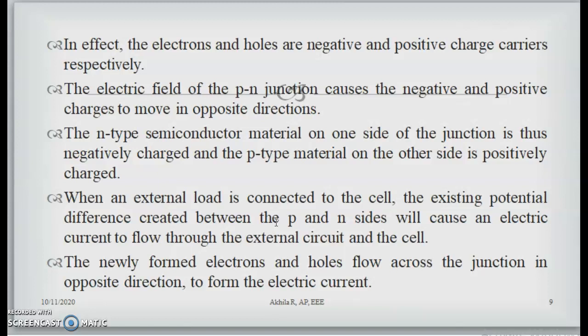So in effect, the electrons and holes are going to be your negative and positive charge carriers respectively. Okay, so the electric field of the p-n junction causes these negative and positive charges to move in opposite directions. So the n-type semiconductor material on one side of the junction becomes negatively charged, and the p-type material on the other side becomes positively charged. So when an external load is connected, naturally the existing potential difference created between the p and n sides will cause an electric current to flow through the circuit and the cell. The newly formed electrons and holes flow across the junction in opposite direction to form the electric current.